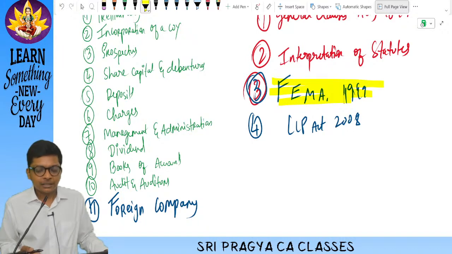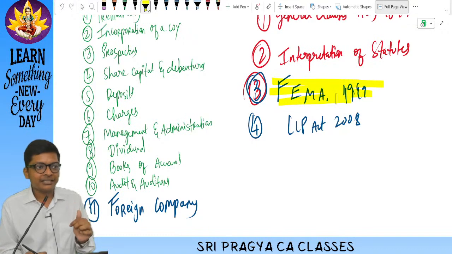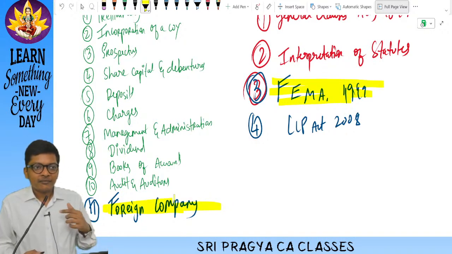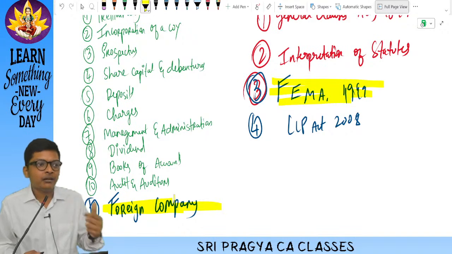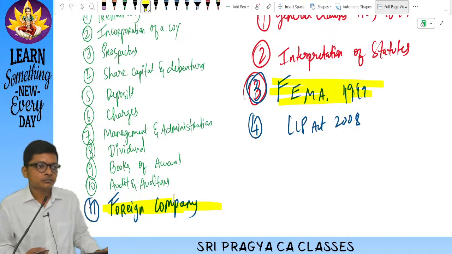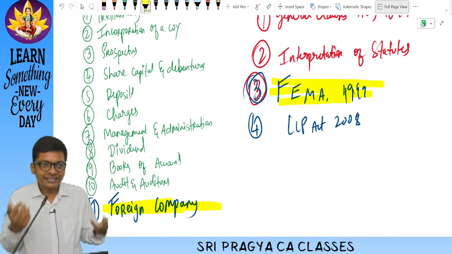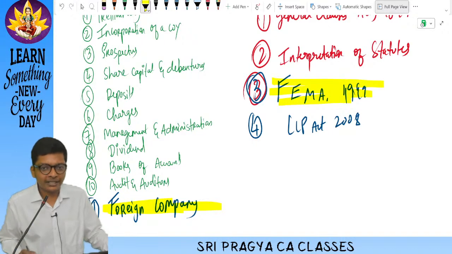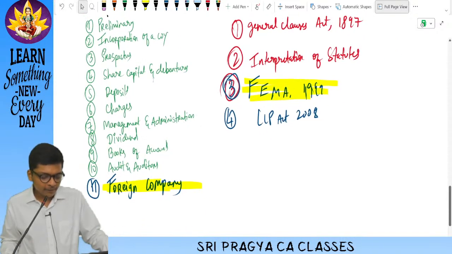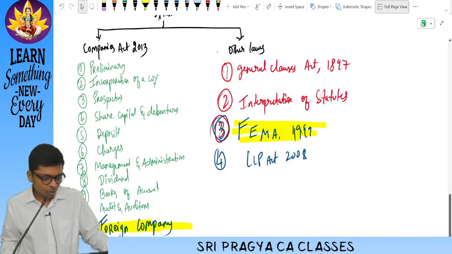Because we have FEMA which talks about foreign currency, we also have what? We are not talking about individuals, we are talking about companies. A company in India will send money to a foreign company. So without knowing what a foreign company is, how will you study? So Foreign Company is just to balance the syllabus. Are you following, guys? So this is your syllabus for the exam. Is the whole thing visible for you?